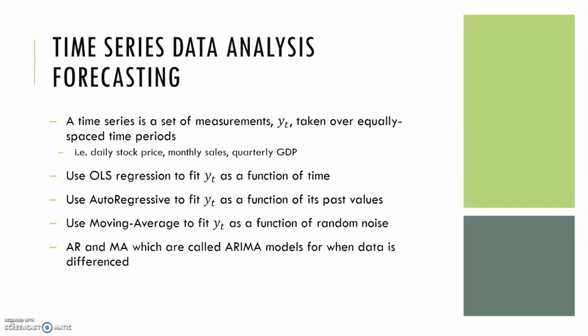So just a little bit about time series is that it's a set of measurements y of t taken over equally spaced time periods. Some examples include daily stock price, monthly sales, and quarterly GDP. You would use OLS regression to fit y of t as a function of time. You would use autoregressive to fit y of t as a function of its past values. And you would use moving average to fit y of t as a function of random noise. Autoregressive and moving average can also be referred to as ARIMA models for when the data is being differenced.